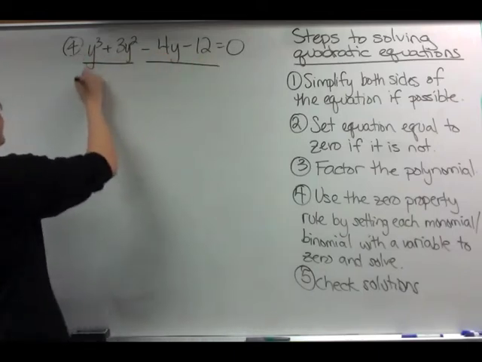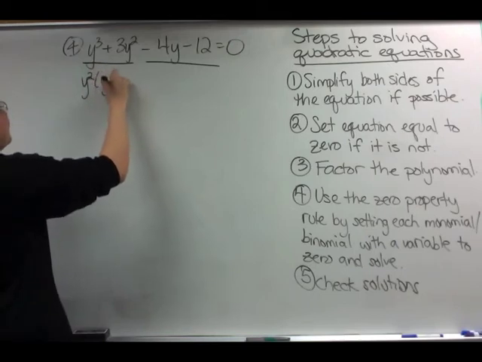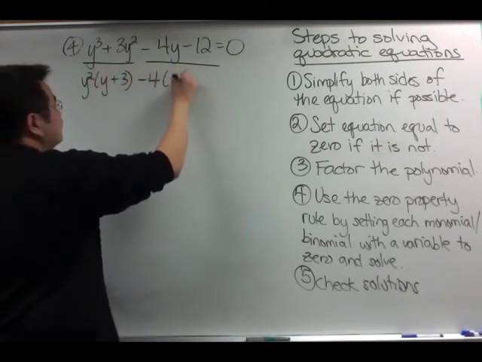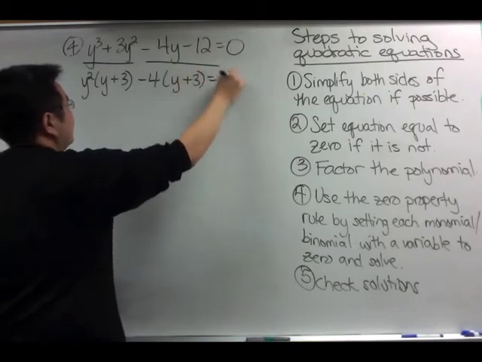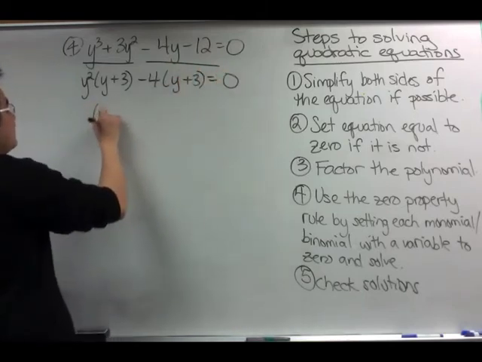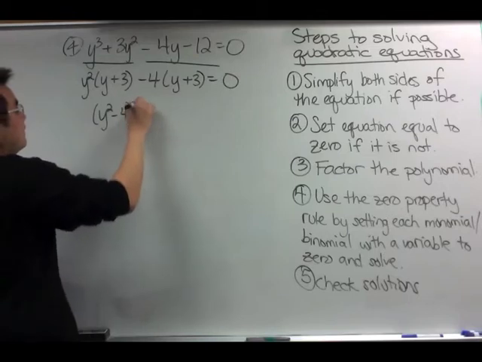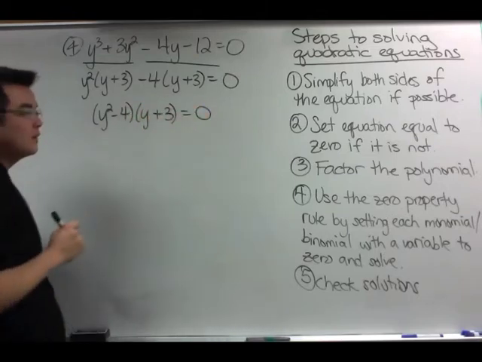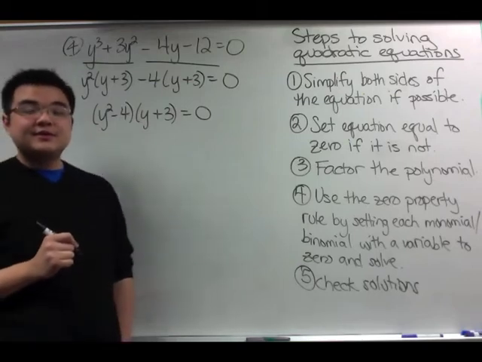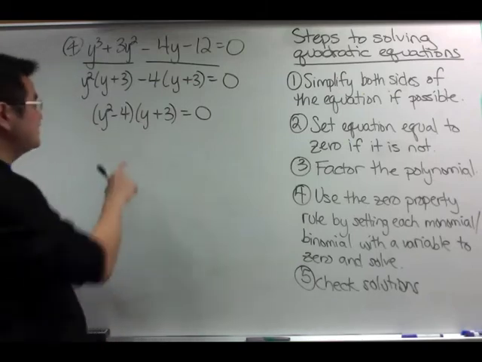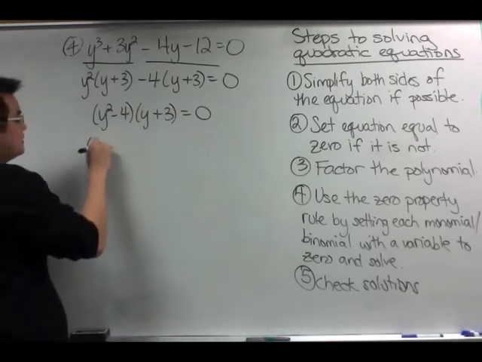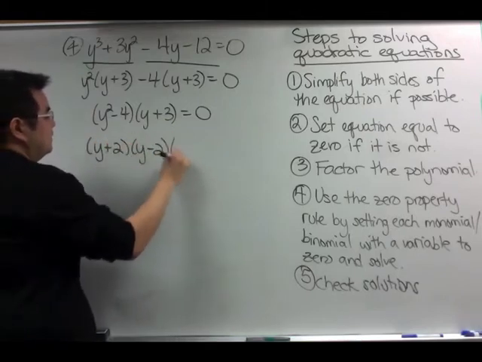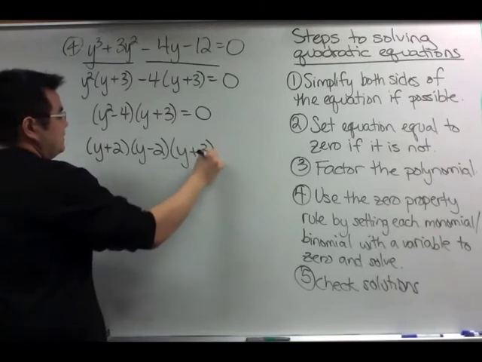Factor out the GCF, y squared. Factor out the GCF, negative 4. And then factor into y squared minus 4, y plus 3 equals 0. We're going to continue factoring the difference of perfect squares, y squared minus 4, into y plus 2, y minus 2, y plus 3 equals 0.